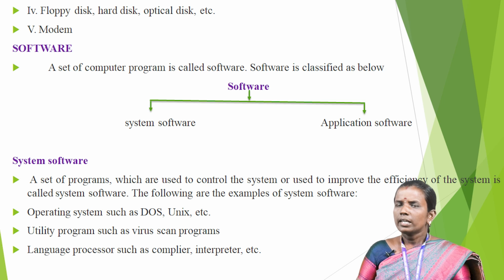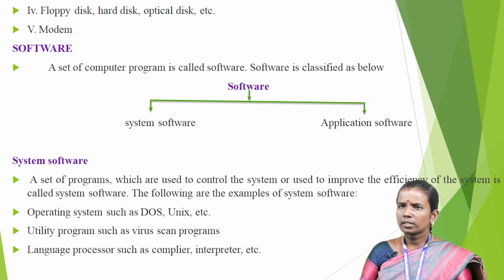Then software. A set of computer programs is called software. Software is classified as below. Two types of software: first one, system software, another one, application software. First one we have to see is system software.